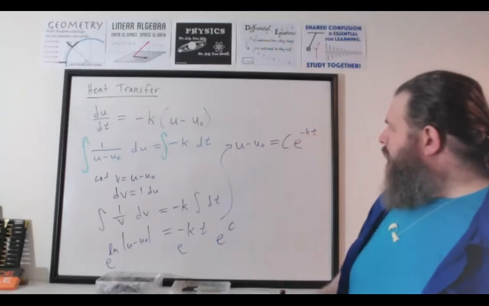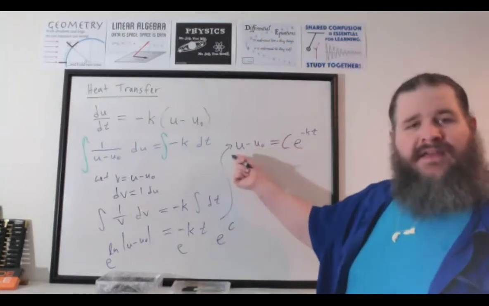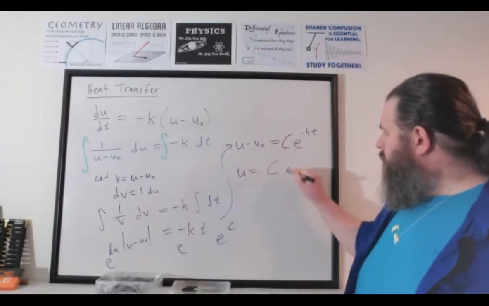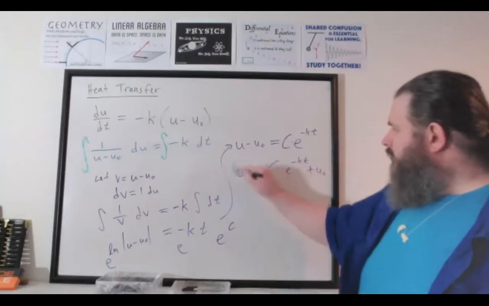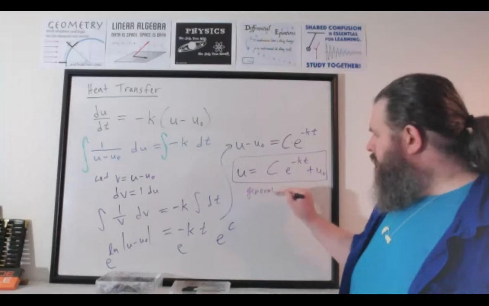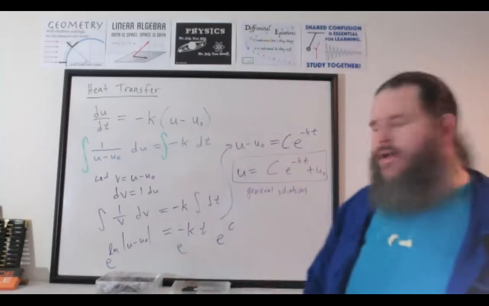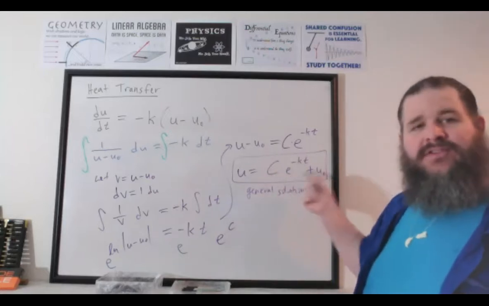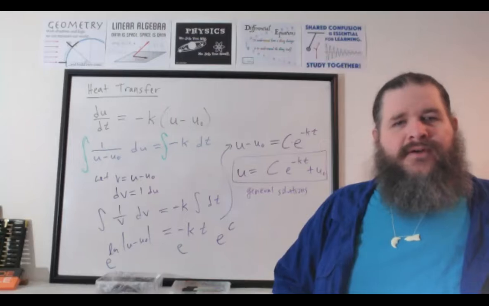Sure. So we're almost to our general solution. We still need to isolate u. So let's go ahead and add u naught to both sides as well. So this would be our general solution, in the sense that all solutions of the original differential equation will have this format. Something times e to the negative kt plus the surrounding temperature. Any questions on that process so far?